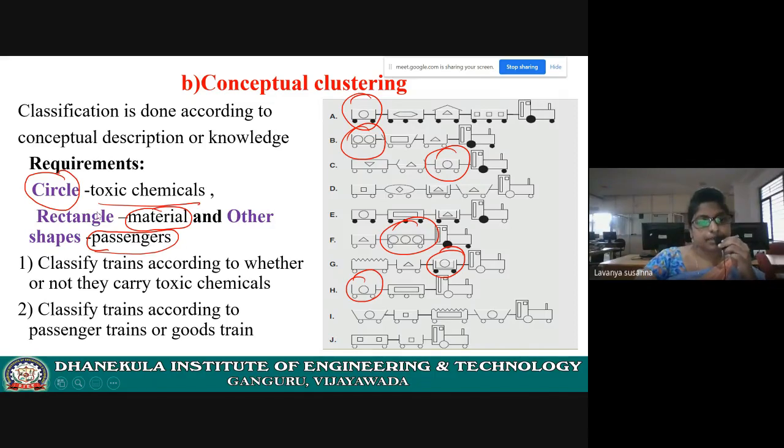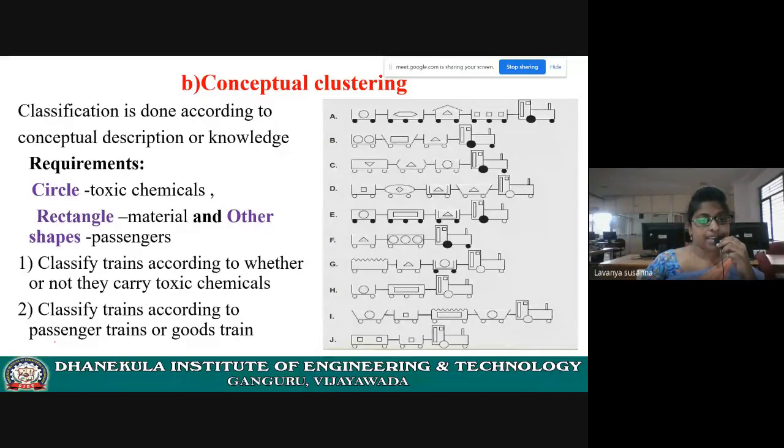Okay, a circle represents some toxic material, a rectangle represents some materials, and other shapes represent that the bogies are carrying passengers. Now, according to this, you are classifying. See how you are classifying. You are taking some conceptual knowledge, not a property like black and white wheels, or two or three bogies. You are classifying the trains according to whether they are carrying toxic materials or not. You have to group in that way.